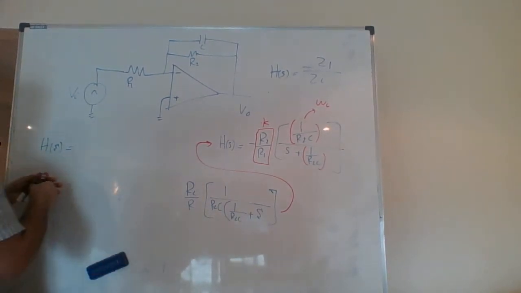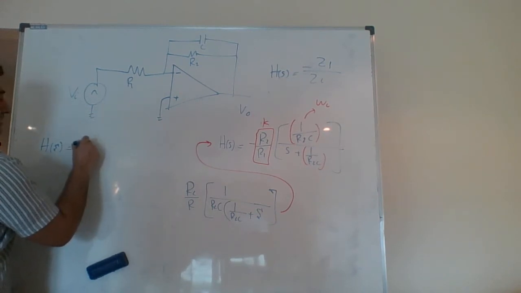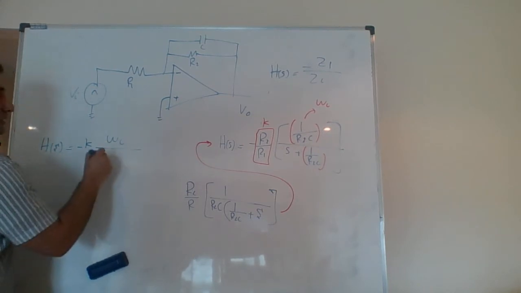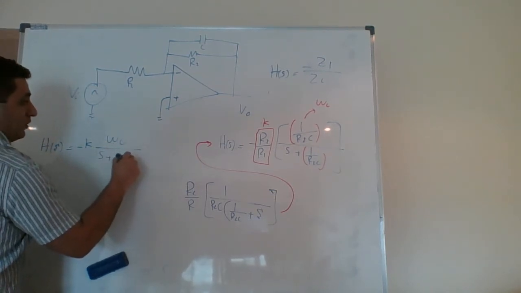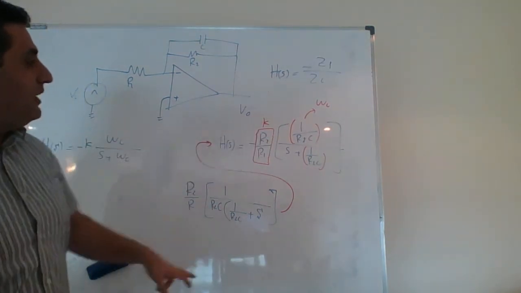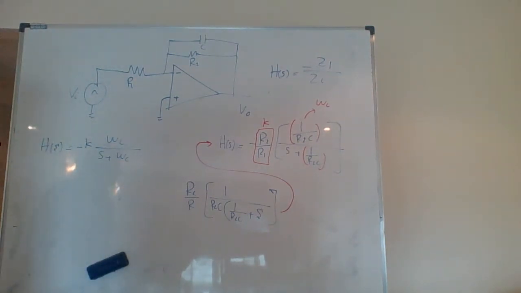So now I have H of S. The answer for H of S will be minus K omega c divided by S plus omega c. K is defined by R2 over R1, and omega c is 1 over R2C.